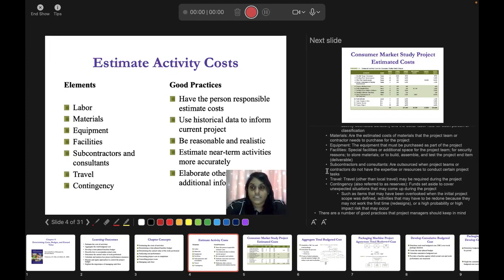Contingency means it is a reserve fund set aside to cover unexpected situations that may come up during the project, right? When you are doing a project, you will allocate all your costs first, and then you will set aside a contingency fund. This fund will be used when something unexpected happens.